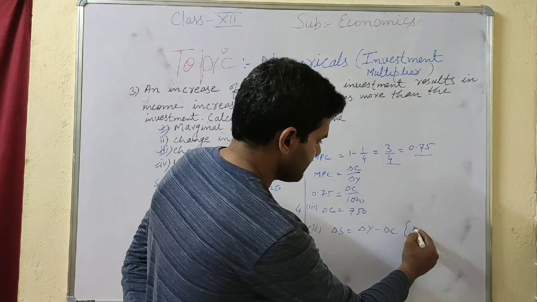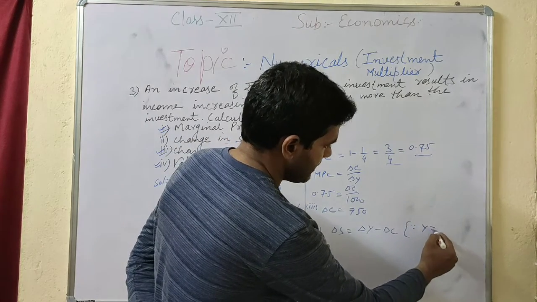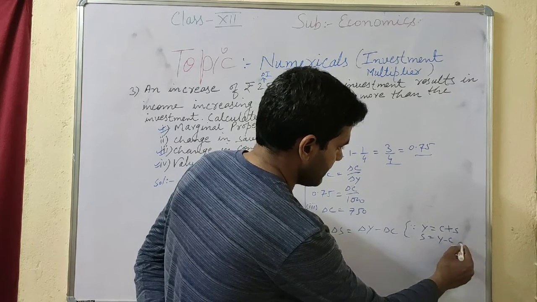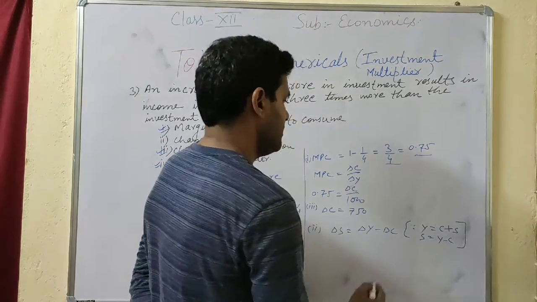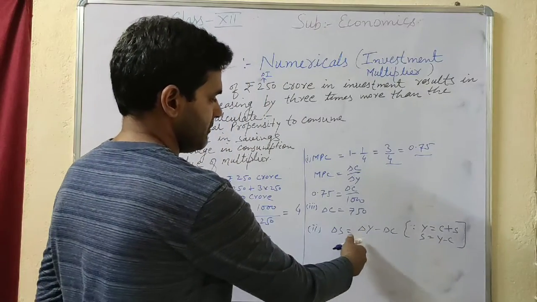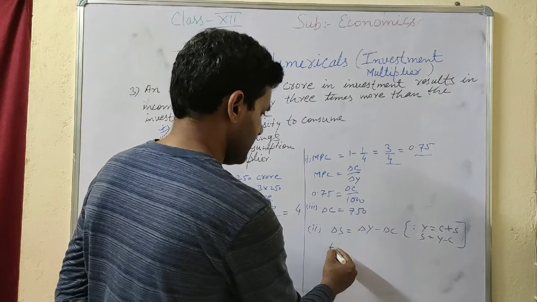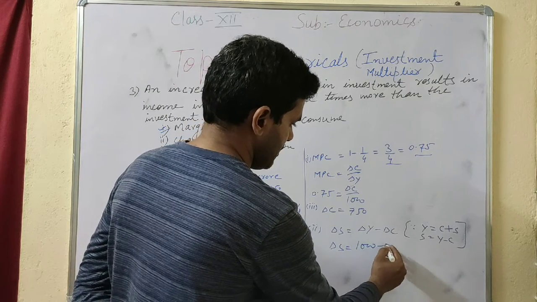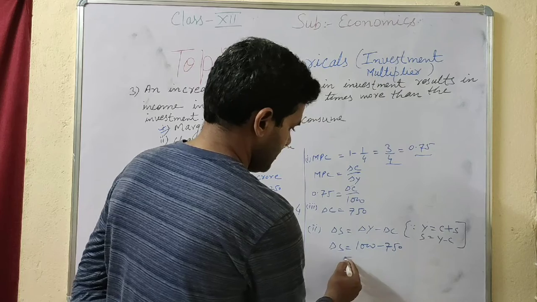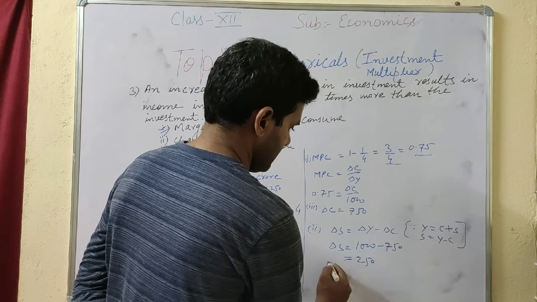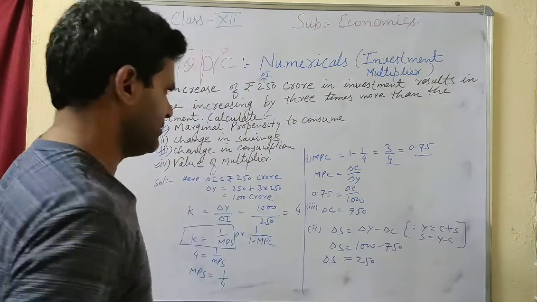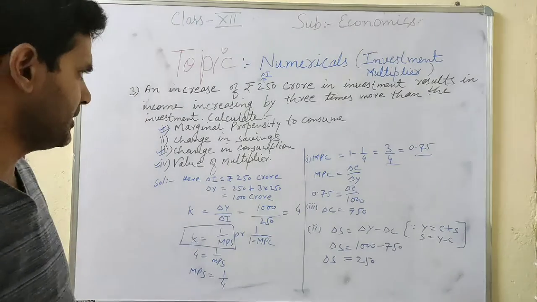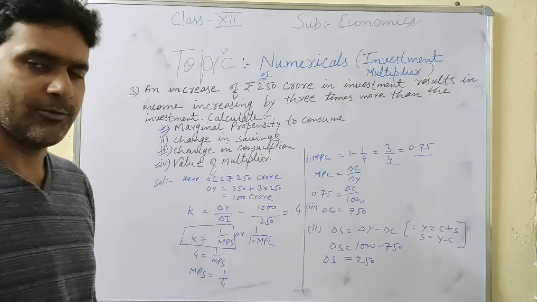Because we know that Y is equal to C plus S, and S is equal to Y minus C. That is why delta S will be equal to delta Y minus delta C. So delta S will be 1000 minus 750. It will become 250. This is how we can solve these problems. This question usually carries 4 marks in your examinations. You can pause the video and write it down.